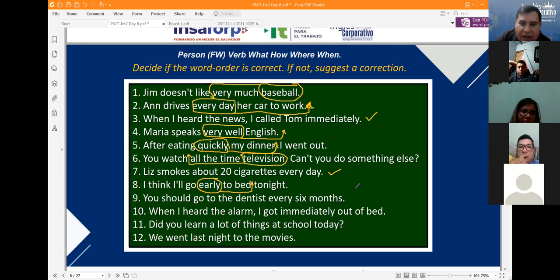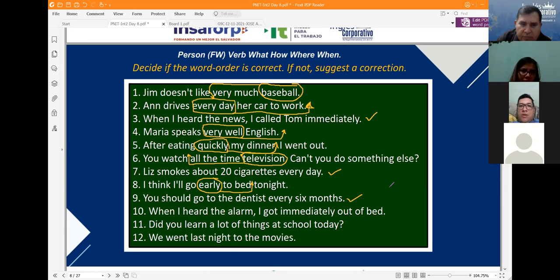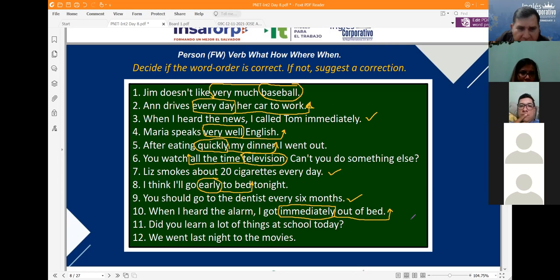It's correct. Absolutely. You should go to the dentist every 6 months. Number 10. What do you think about number 10? Immediately is going to be at the end. Yes, when I heard the alarm, I got out of bed immediately. Exactly. Immediately has to be at the end, so we move this to the end.